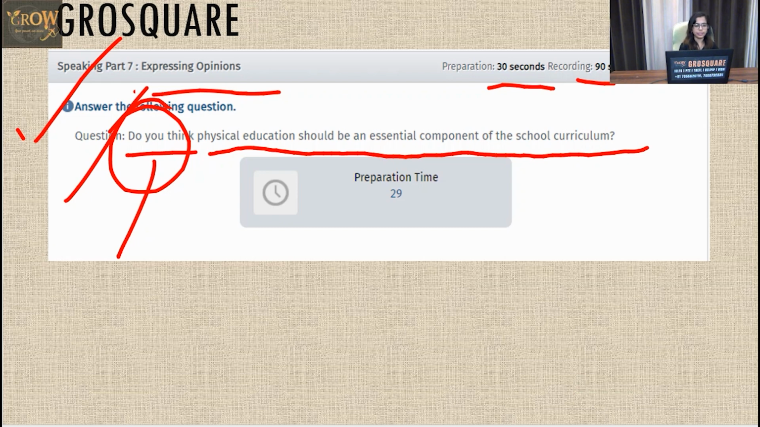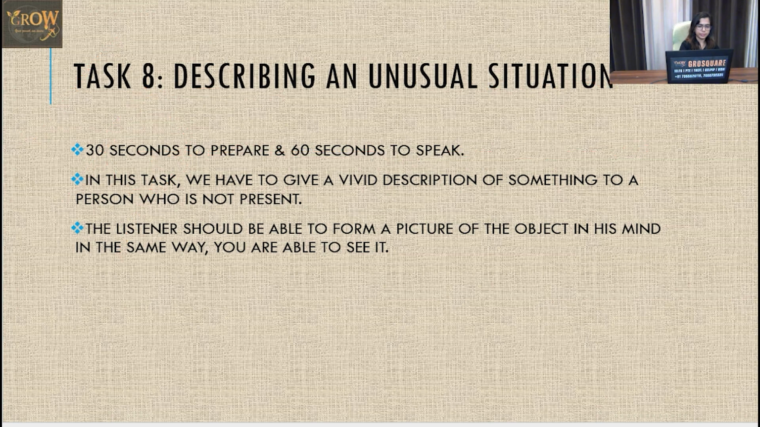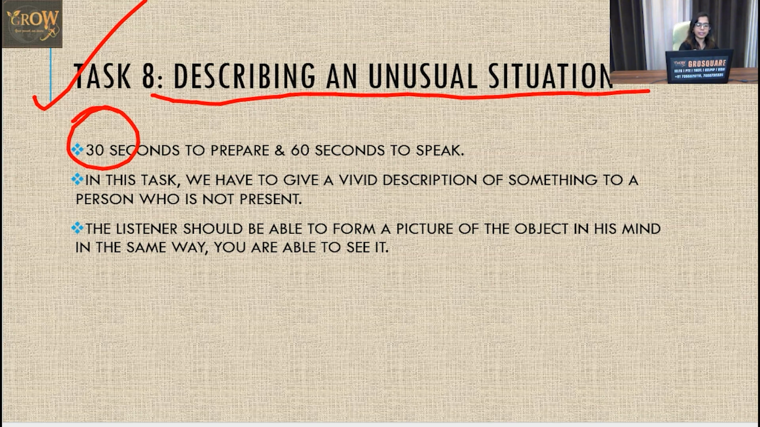Right. Let's move ahead. So this is our task 8, and in this section what we have to do is describe an unusual situation. In this we would be getting 30 seconds to prepare, and then we need to speak for 60 seconds. See, don't try to remember all these time spans and all the times for preparation and for speaking. With the passage of time, when you would be practicing, you would be able to get it all in your mind, right? So in this task we have to give a vivid description.